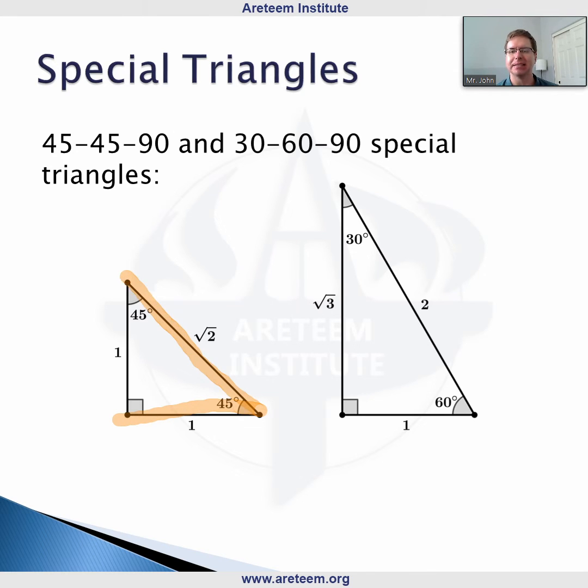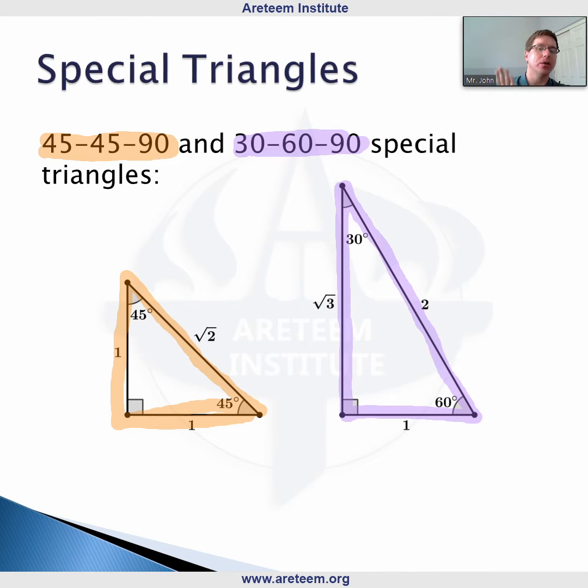So we have the isosceles right triangle with sides in ratio 1 to 1 to square root of 2. And then similarly, we have our 30, 60, 90 special triangle, which is half of an equilateral triangle, and this has sides in ratio 1 to square root of 3 to 2. Always remember, the small side is across from the small angle. So the 1 is across from the 30 degrees, the square root 3 is across from the 60 degrees, etc.